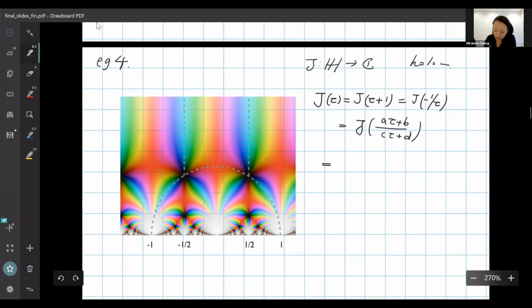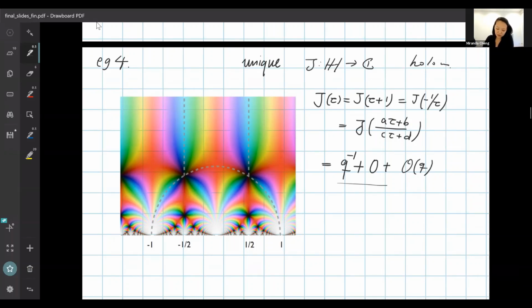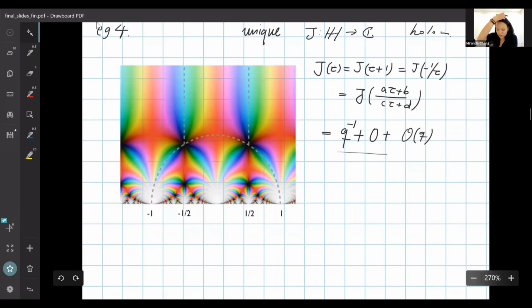So in particular, to specify this function, you only need to specify how it behaves at the boundary, let's say at i infinity, or equivalently q going to 0. We said that there is a pole, a singularity of this type, and then 0, and then whatever it is. If you require the modular invariance and this behavior at i infinity, you actually uniquely fix this function. So that's, in some sense, a very simple example of a modular form.